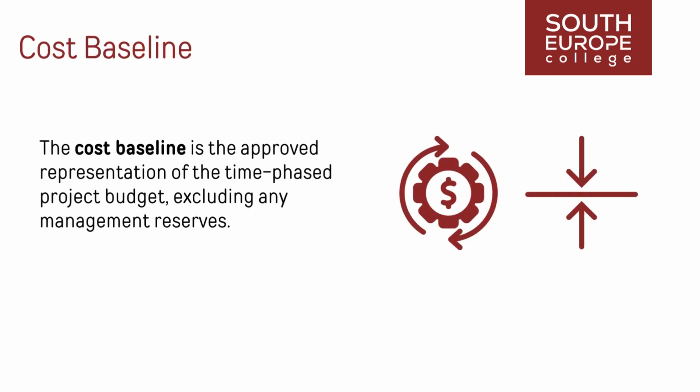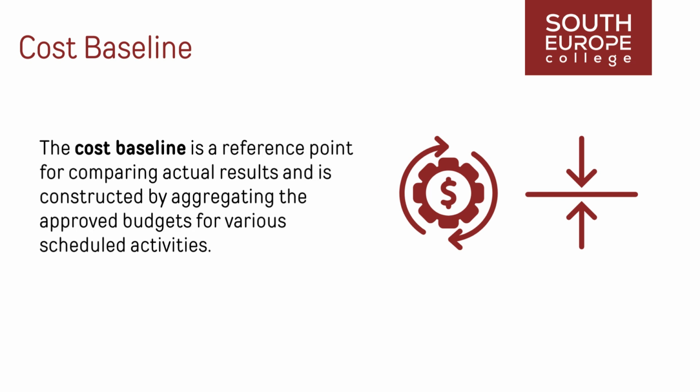The cost baseline is the approved representation of the time-phased project budget, excluding any management reserves. Its modification can only be executed through formal change control procedures, ensuring that alterations adhere to established protocols. The cost baseline is a reference point for comparing actual results and is constructed by aggregating the approved budgets for various scheduled activities. Management reserves are added to the cost baseline to formulate the comprehensive project budget. In situations where changes necessitate the utilization of management reserves, the change control process is employed to secure approval for incorporating the relevant management reserve funds into the cost baseline.